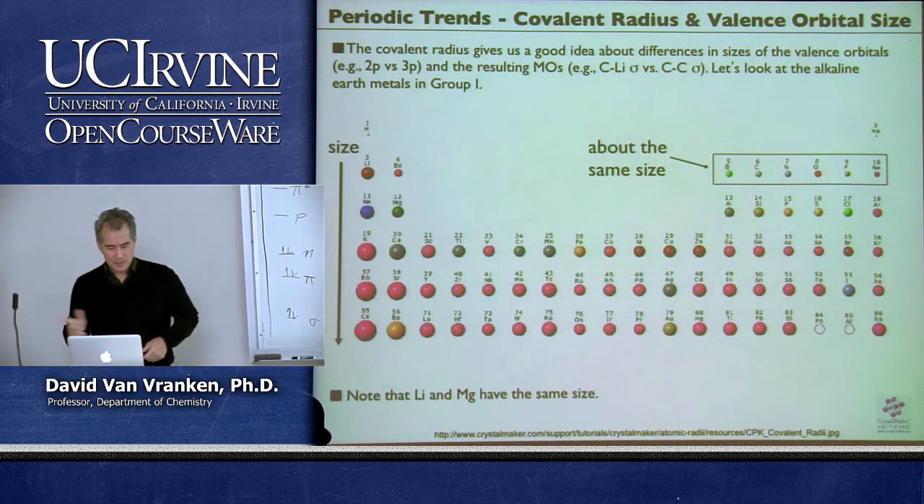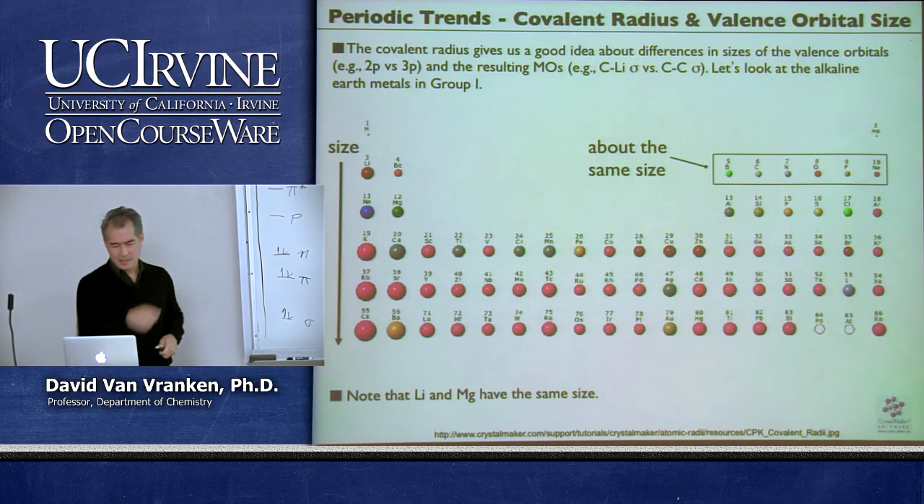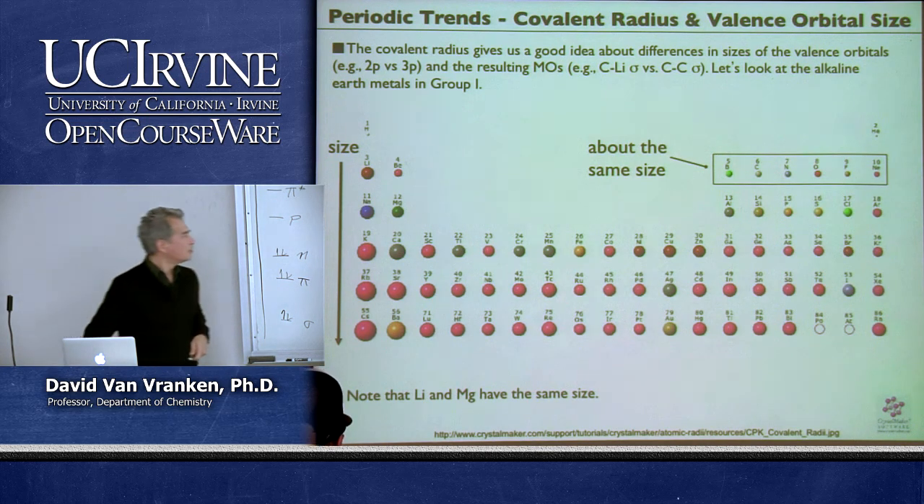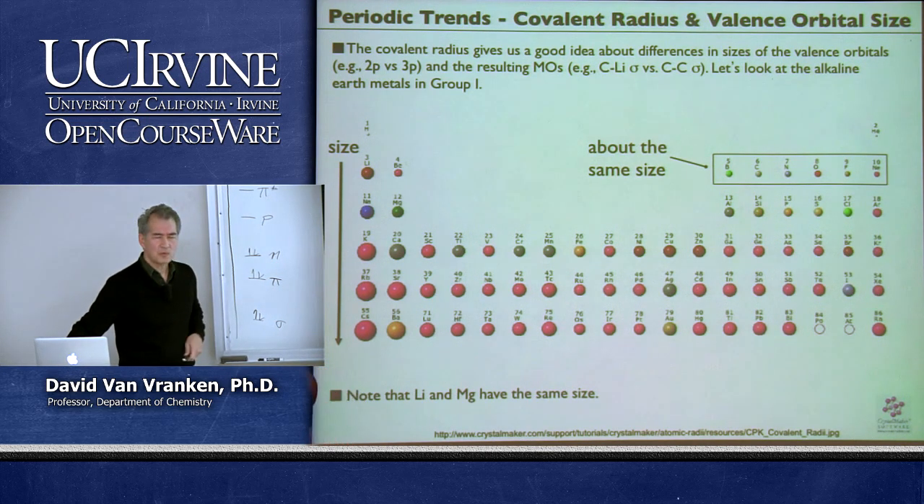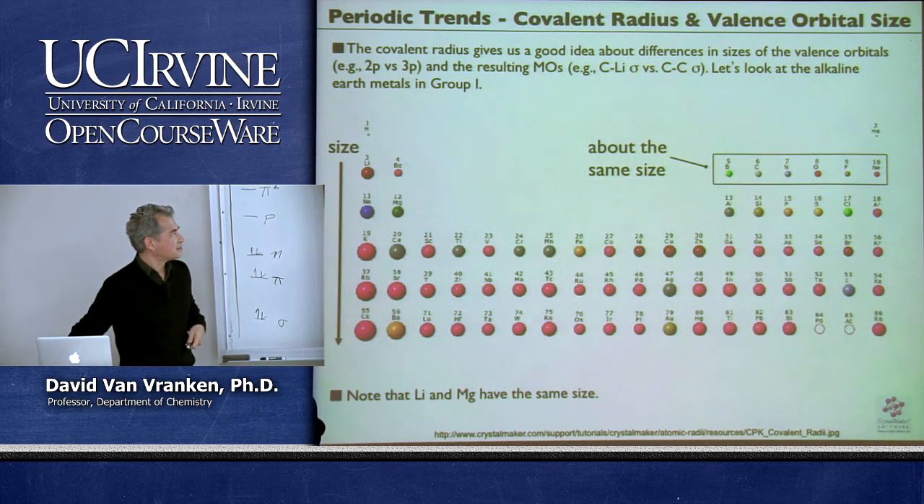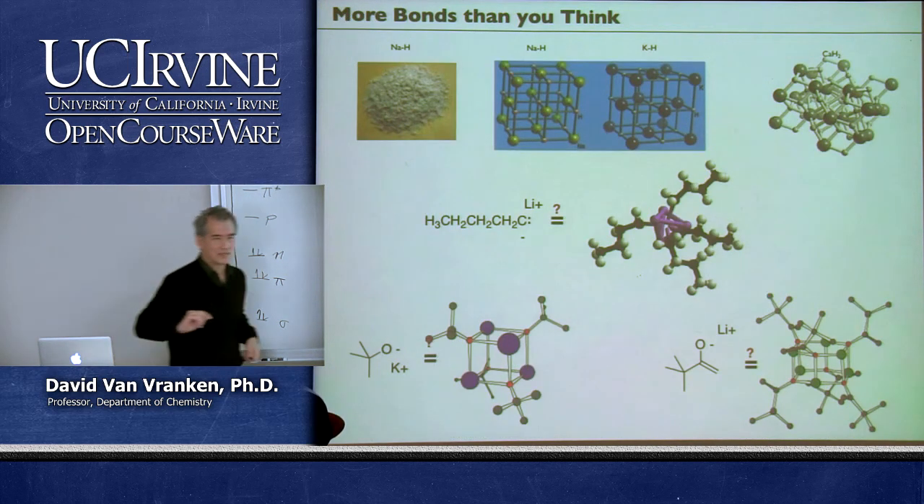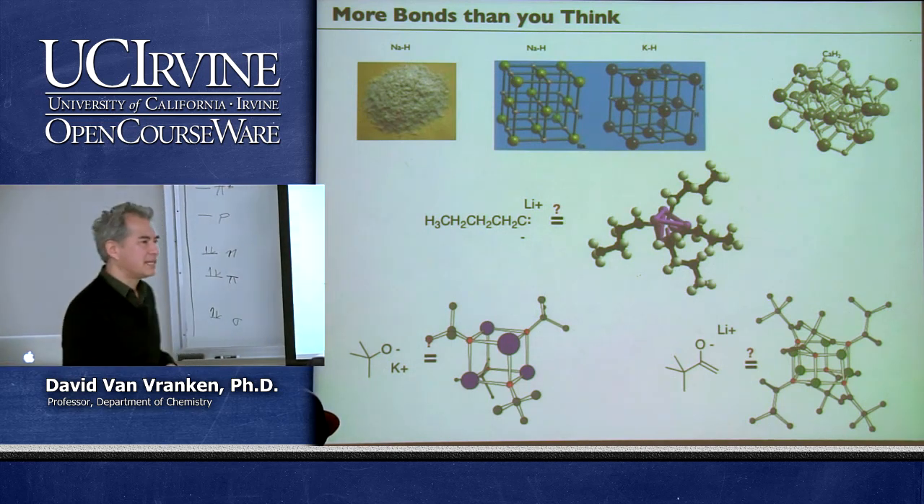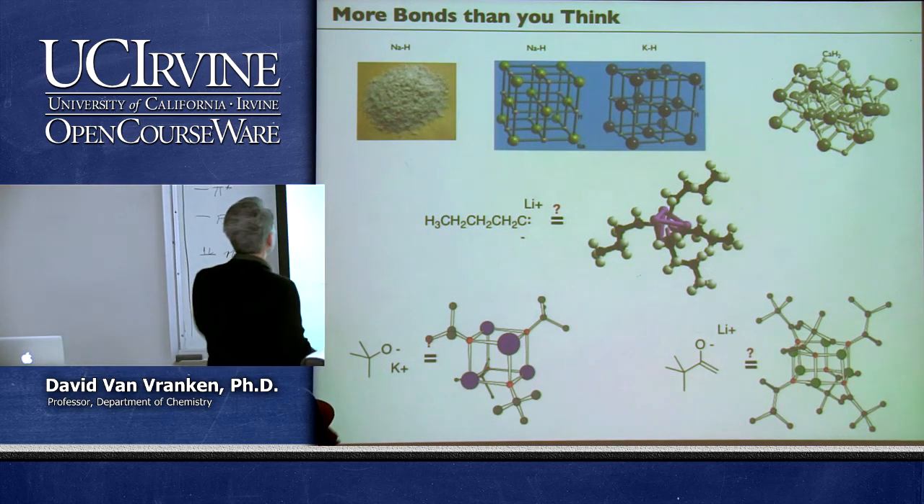Okay, so I'm going to show you one set of pictures before I start the lecture, just so we can talk about bonds to metals. What I want to do is look at some structures, more real than the things I'll draw on the board, some structures of bonds to metals, alkali metals. Lithium, sodium, potassium. Here's sodium hydride.